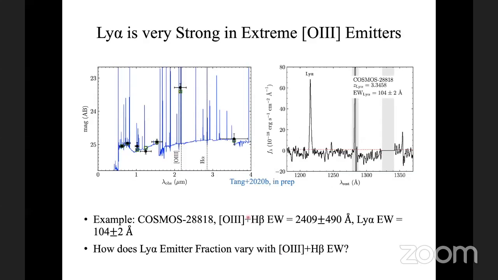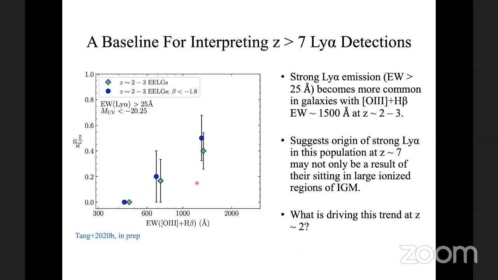So here I show an example of our galaxies with a very large O3 plus H beta equivalent width, say 2400 angstrom. And we also see a very large Lyman-alpha equivalent width of over 100 angstrom. So this will provide a baseline to understand how the Lyman-alpha emitter fraction varies with the O3 plus H beta equivalent width. So here's our results. We see that for galaxies with very large O3 plus H beta equivalent width, the strong Lyman-alpha emission line is more common in this population at redshift 2 to 3, where the IGM is mostly ionized.